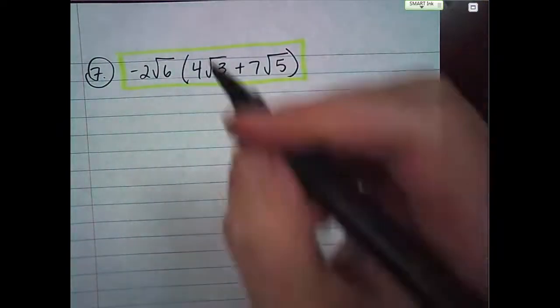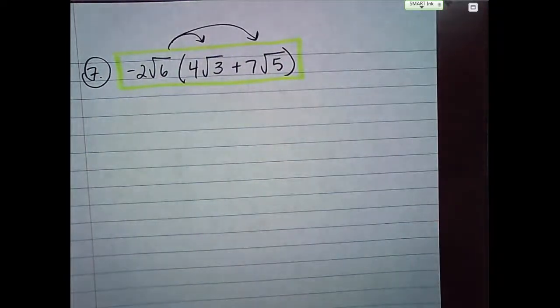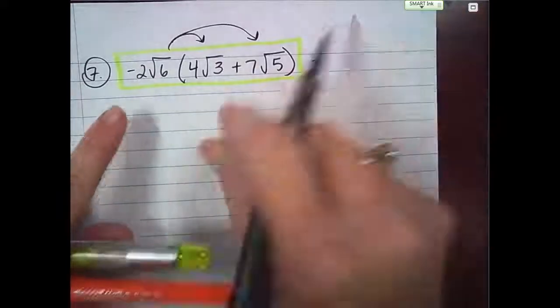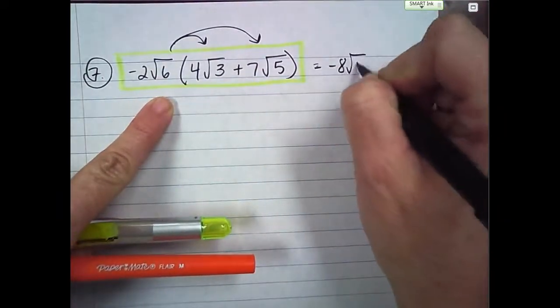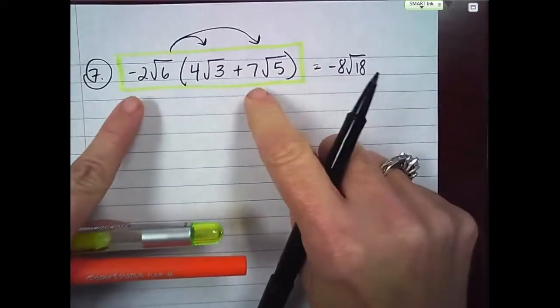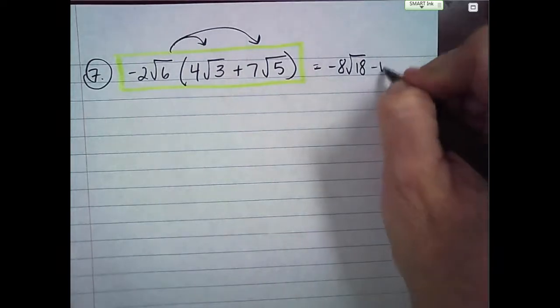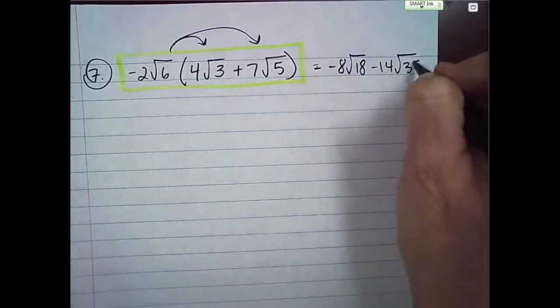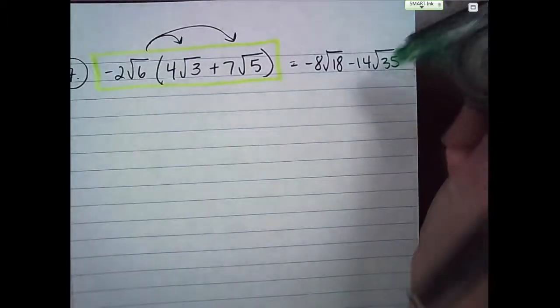There's no foiling, you're going to distribute. It's the same thing, right? Outsides, insides. First one would be negative 8 and 18. Next one would be negative 14 and 35. Oh, 30. Thank you. I'm sorry.